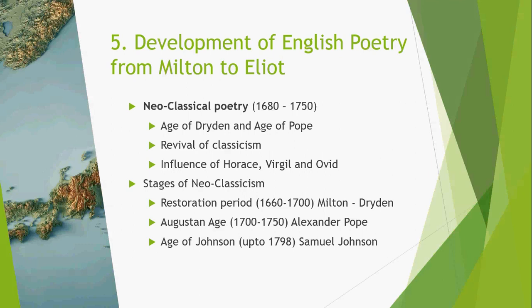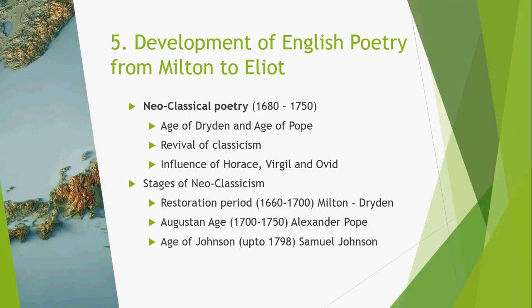Hence, this age is also referred to as the Augustan age. You can say neoclassical poetry or you can say Augustan poetry. It would still mean the same. So in this age, there was a revival of classicism. We have the writers taking a keen interest in the classical writings and being influenced by the classical writers like Horace, Virgil, Ovid, among others.